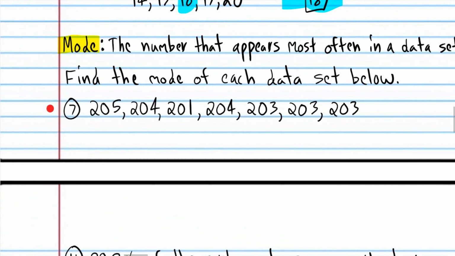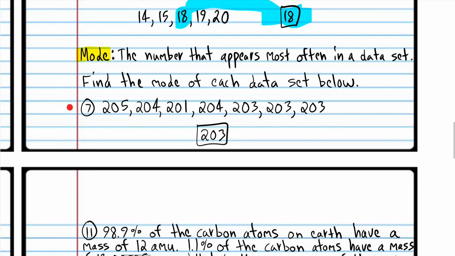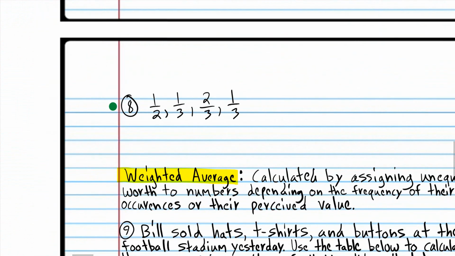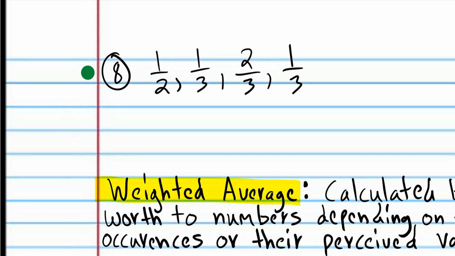But now we're going to use another way, which is called the mode. The mode is the number that appears most often in a data set. So for example, the number that appears most often in this data set is 203. So that is a measure of the center of the data. So because these numbers appear most often, they have more weight, and they're very representative of a typical value. Okay, so go ahead and find the mode, the number that occurs the most, in problem 8. If you said 1/3, you're correct.